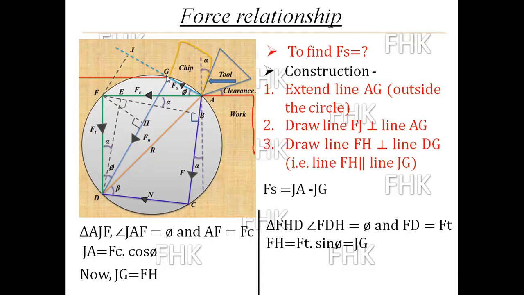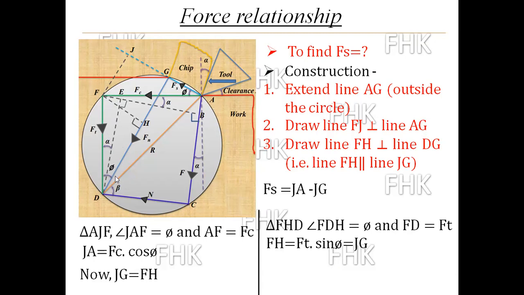So angle GDF, or in this triangle FHD, this angle will become phi. I have to find FH from this triangle, with this angle phi and this side FT. So FH: sine phi is equal to the opposite side FH divided by the hypotenuse FT. So FH will become FT sine of phi.